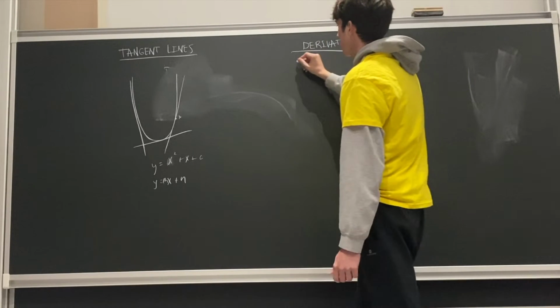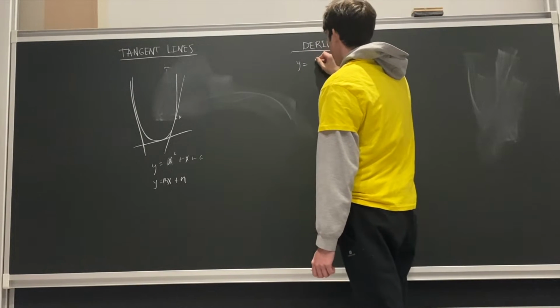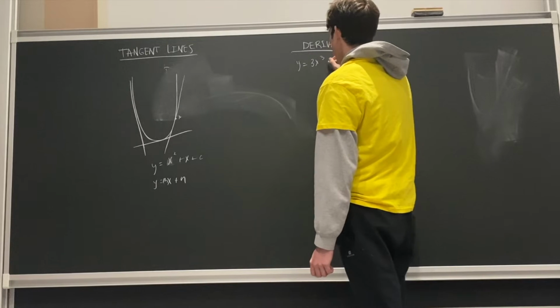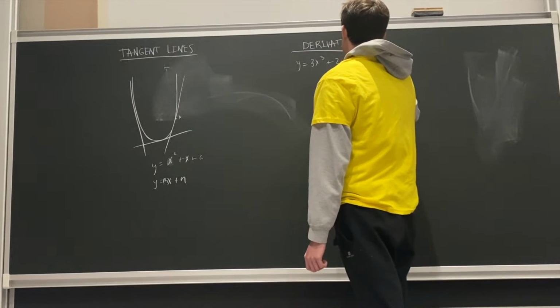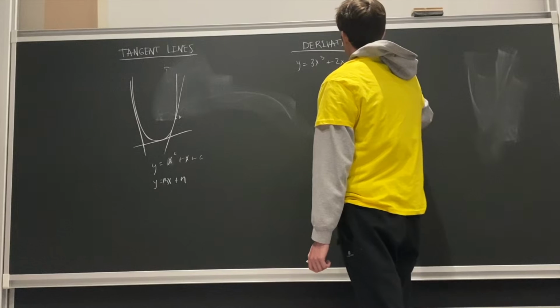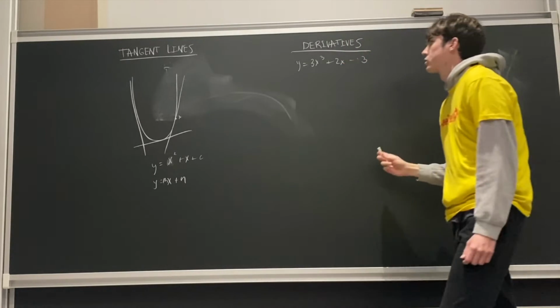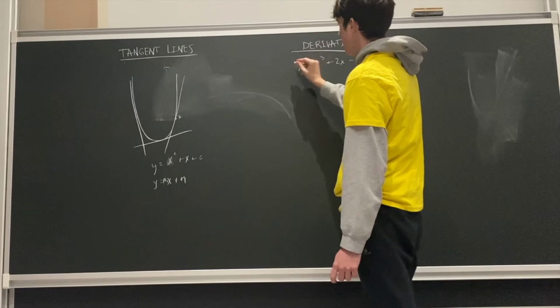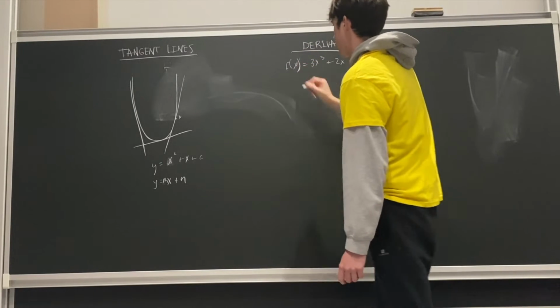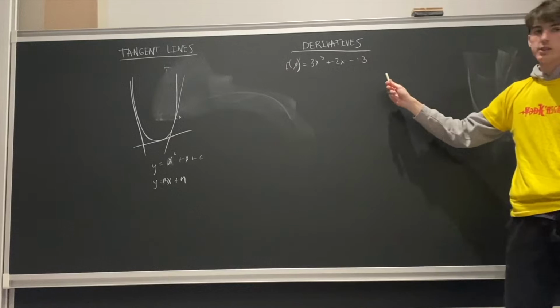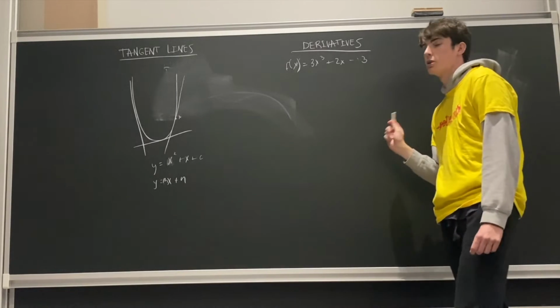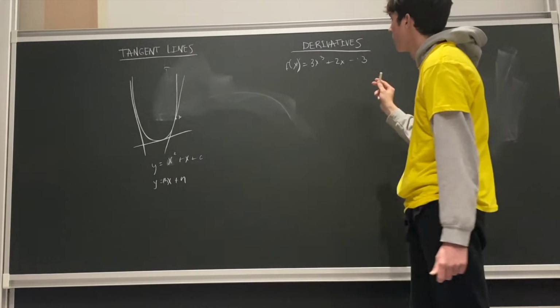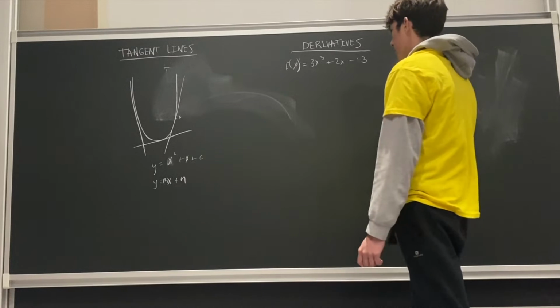So let's say you get a function of the type y equals 3x^3 plus 2x minus 3. So this is our function. In order to derive this, you're going to follow two simple steps. This is in grosso modo, but we can go further in depth in a different video.